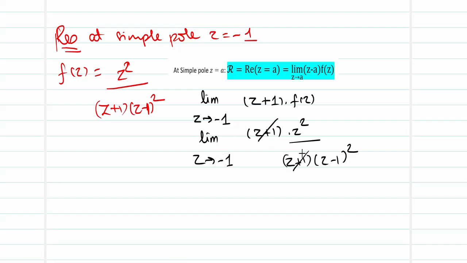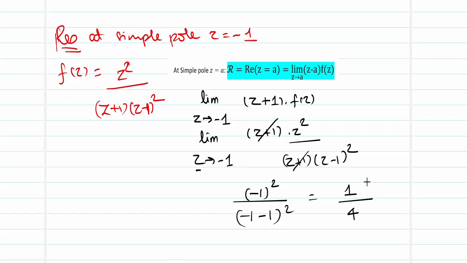Automatically the pole will get cancelled off, leaving you with the remaining function. Wherever you have z, replace it with the quantity -1. So you have -1 the whole square divided by -1 minus 1 the whole square after applying the limit. -1 the whole square makes it 1, divided by -2 the whole square, which is 2 square, and 2 square makes it 4. So the value of the residue at the simple pole z is equal to -1 is given as 1 by 4.